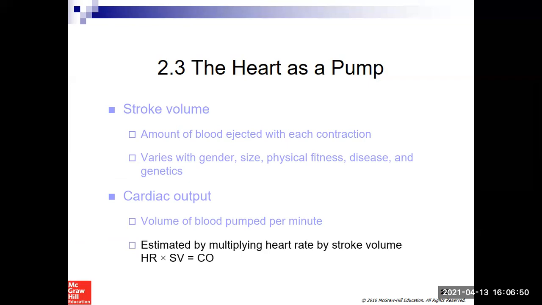It is estimated by multiplying the heart rate by stroke volume. So the heart rate times the stroke volume equals your cardiac output. Whatever the heart rate is determined by the patient, and then the stroke volume, which is the amount of blood ejected with each contraction, equals the volume of blood pumped per minute.